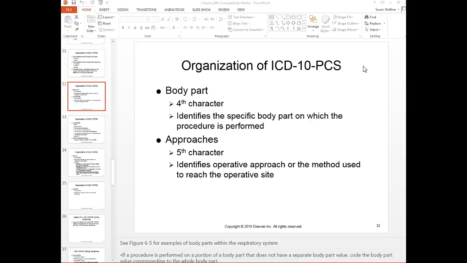Now, body part is discussed on the bottom of page 113. The body part character is the fourth character on the code. It identifies the body part on which the procedure is being performed. And in your book, it tells you that each body system will have its corresponding body parts.